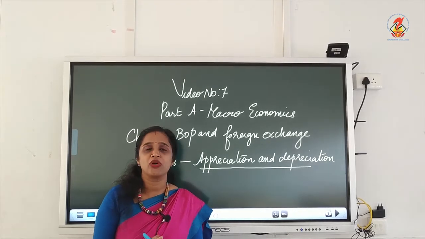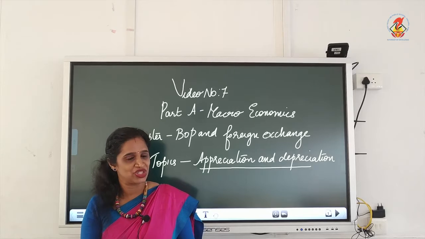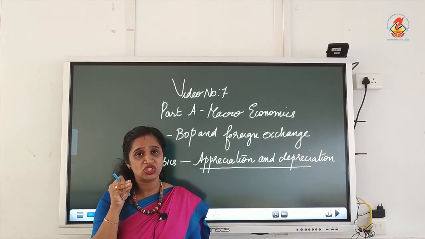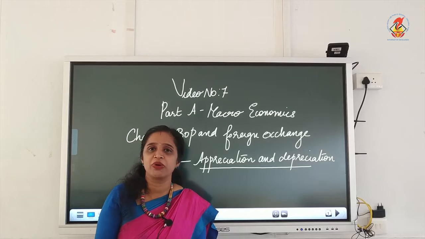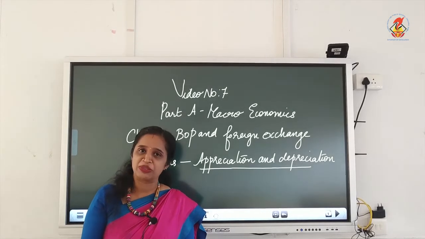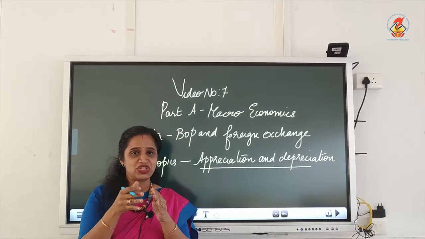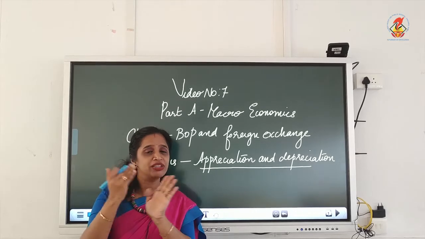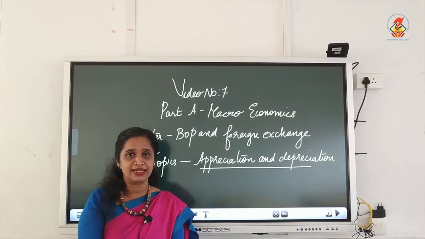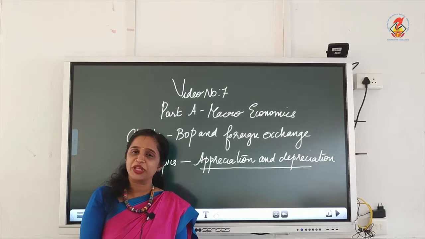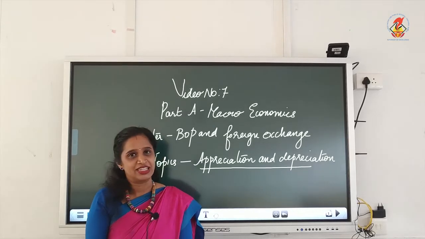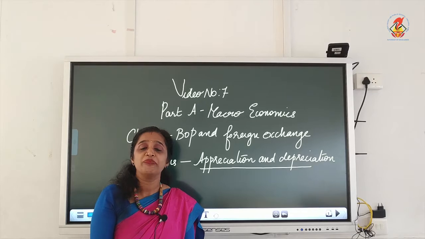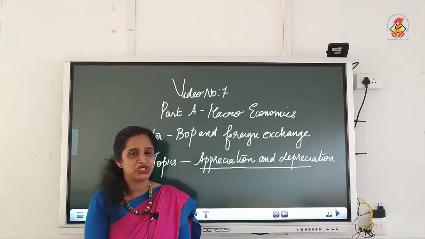And then we learned about the equilibrium rate of exchange. Now equilibrium rate of exchange is the rate at which the exchange rate is determined by the forces of demand and supply. It is the rate at which the forces of demand and supply intersect. Where the forces of demand and supply intersect each other, there the equilibrium rate of exchange is determined. Now today we are going to learn about appreciation and depreciation of currency.